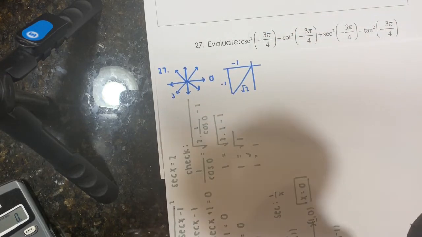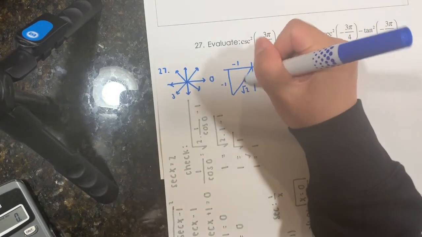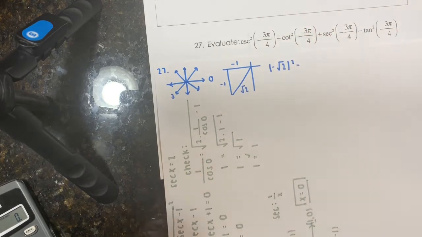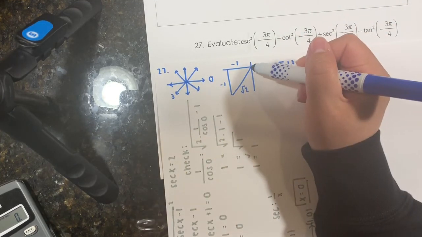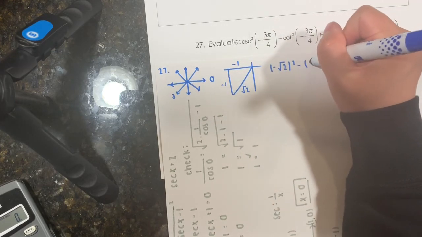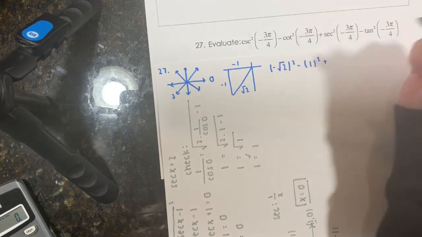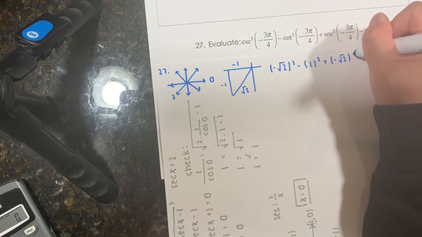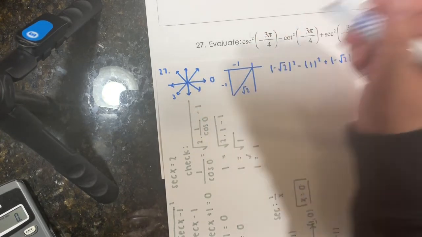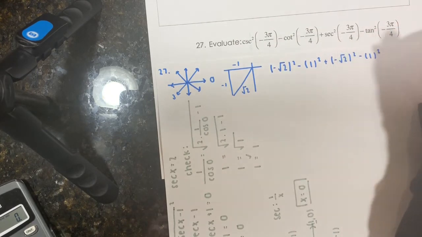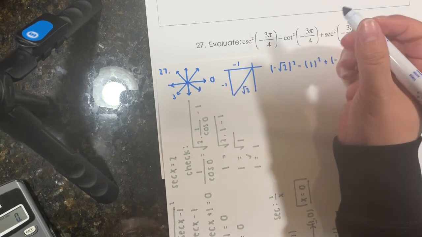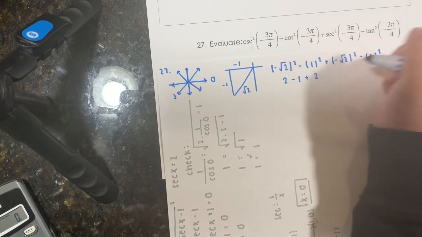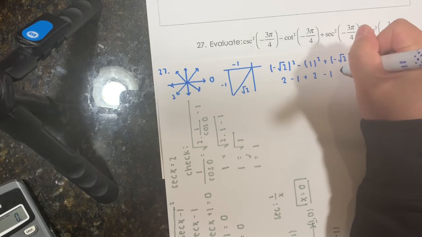Now, cosecant is the inverse of sine. So that's hypotenuse over opposite. So that's negative root 2 squared minus cotangent squared. Cotangent is the inverse of tangent, so that's adjacent over opposite. That'll just be 1. Secant is the inverse of cosine, so hypotenuse over adjacent will be negative root 2 squared, minus the tangent, which is opposite over adjacent. That's 1 squared. Negative root 2 squared is just going to be 2, minus 1, plus 2, minus 1. So 4 minus 2 is equal to 2.